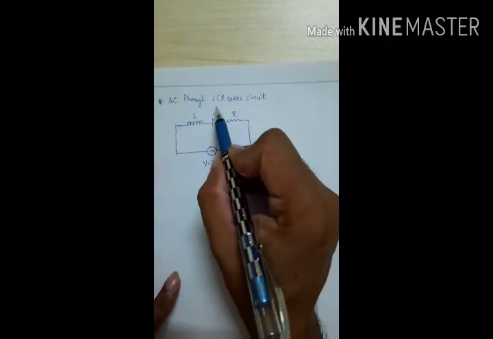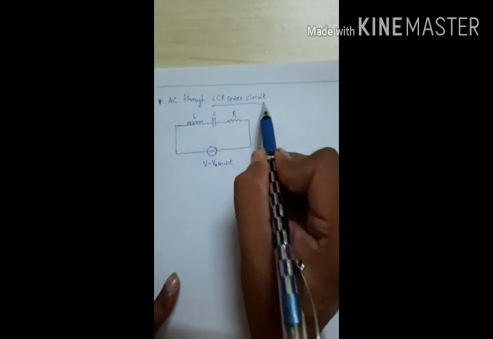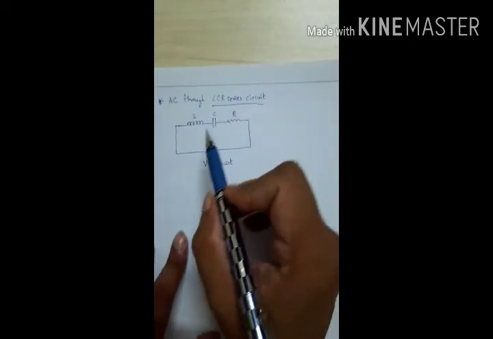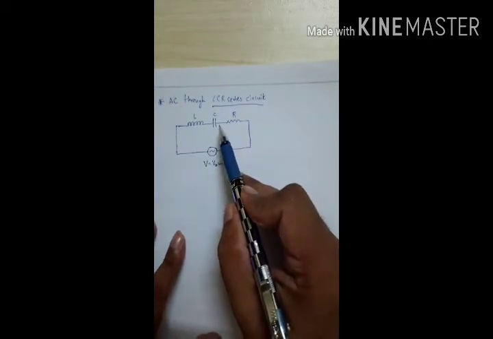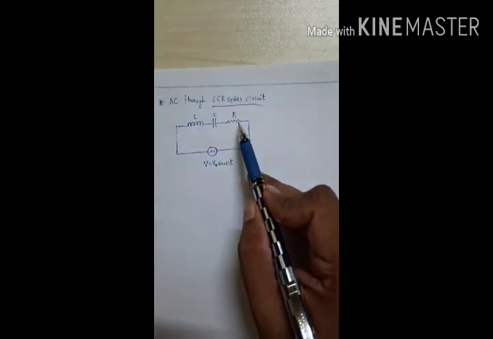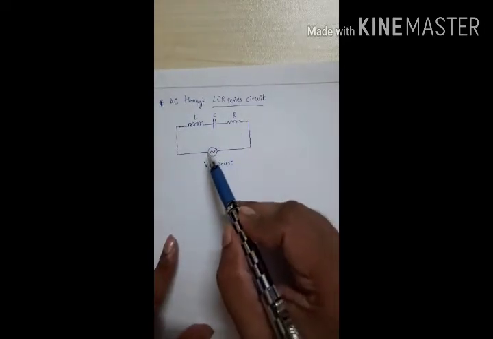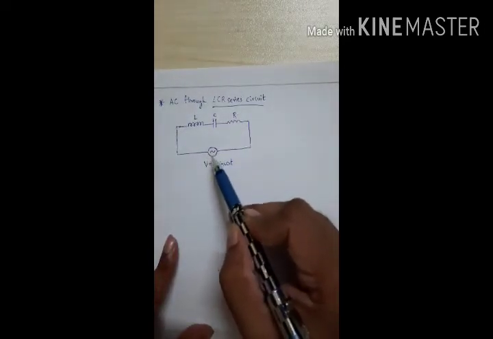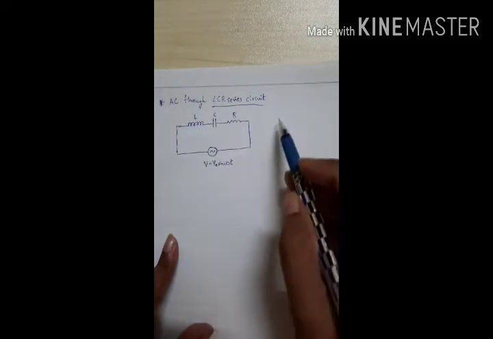Okay, students, so our next topic is AC through LCR series circuit. So here we have connected inductor, capacitor and resistor in series and with an AC source of voltage V0 sin omega t.